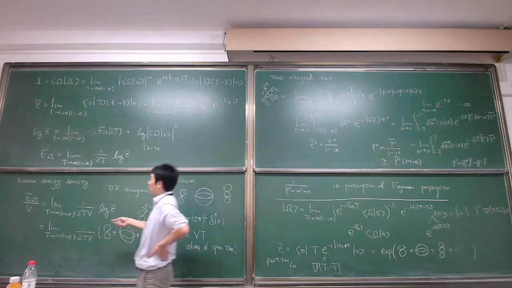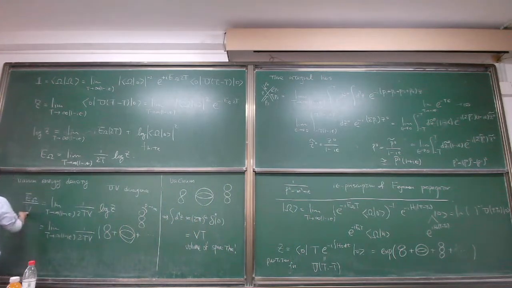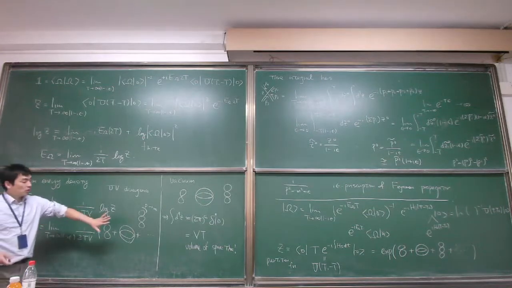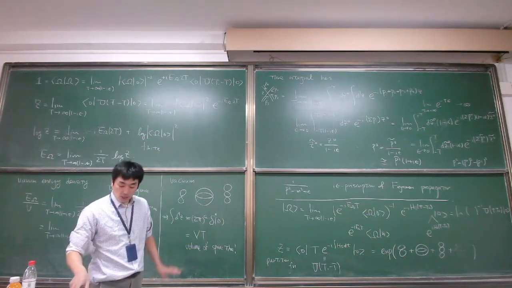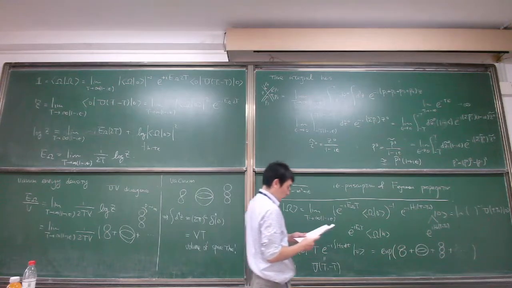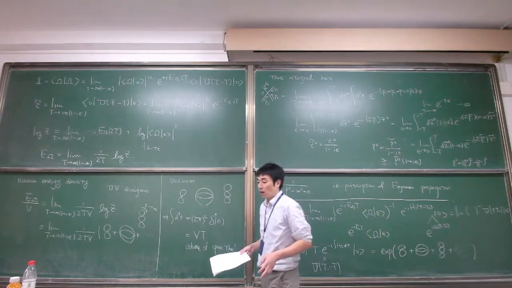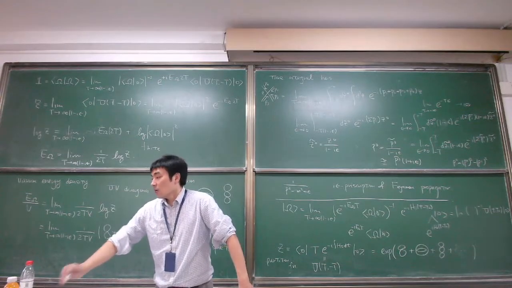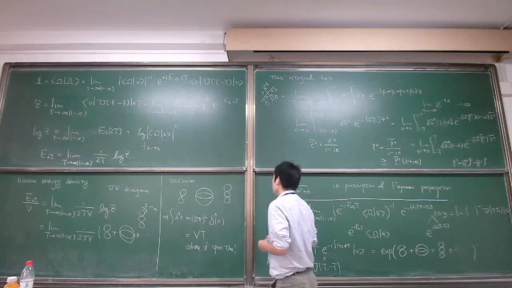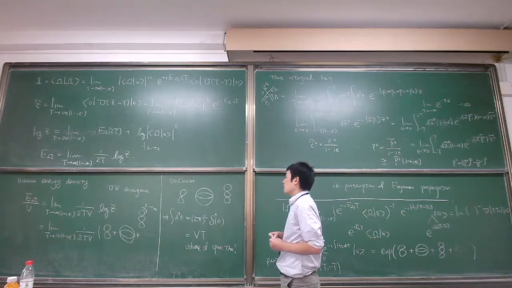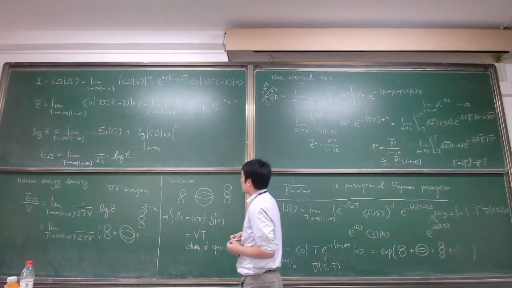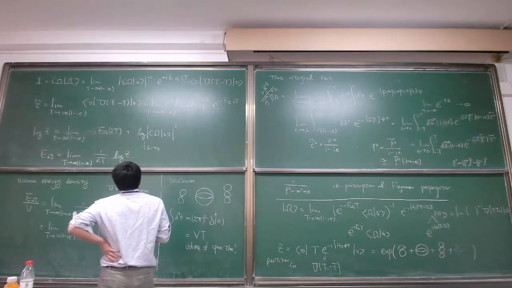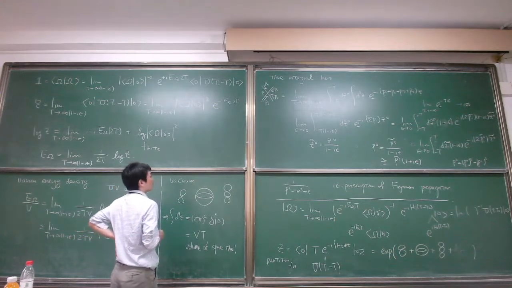If you divide by the space-time volume, you can cure this IR divergence. Any questions so far? Why is it called IR divergence?